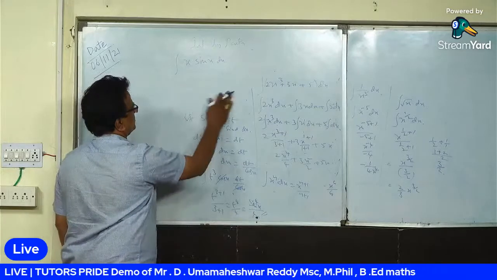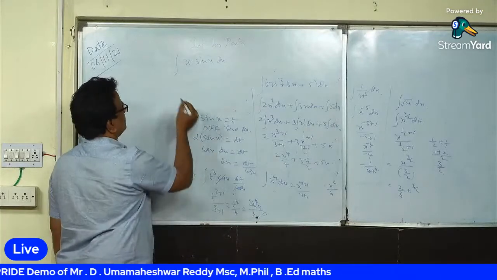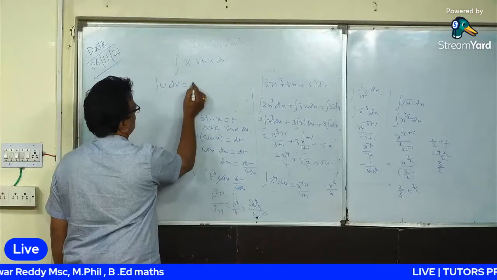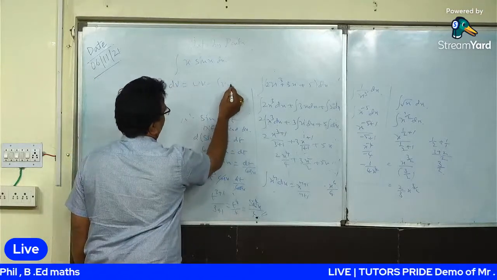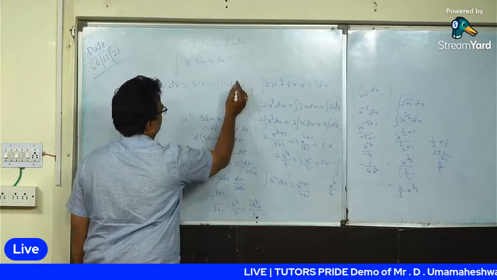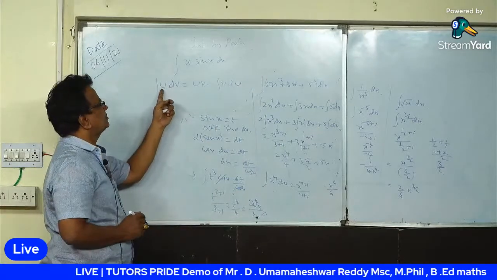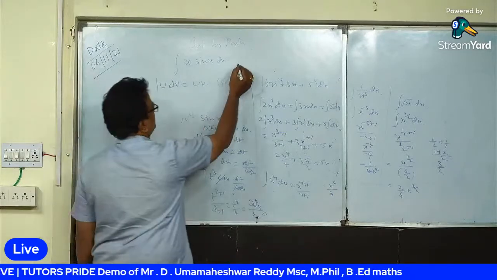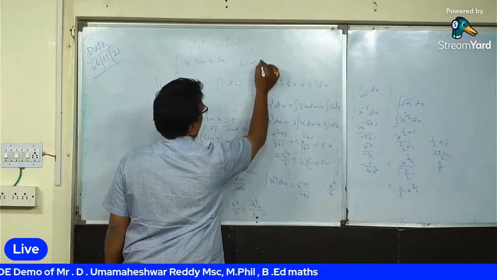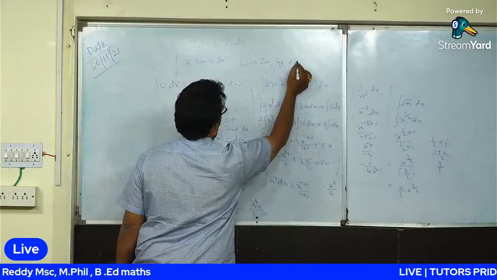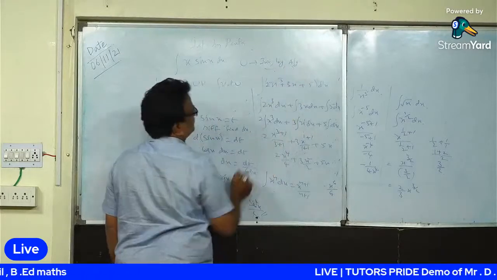How do you do integration by parts? There is a formula: integration of u dv is equal to uv minus integration of v du. One function you take as u, and the other you take as dv. Which function should be taken as u? There is a principle: u should be taken as inverse. If inverse is not there, go for log. If log is not there, go for algebraic. In this order you should go.